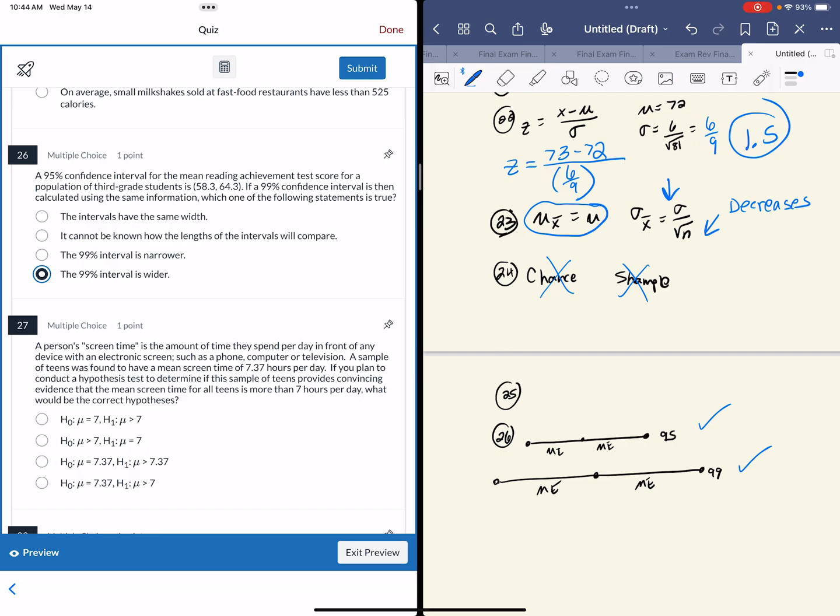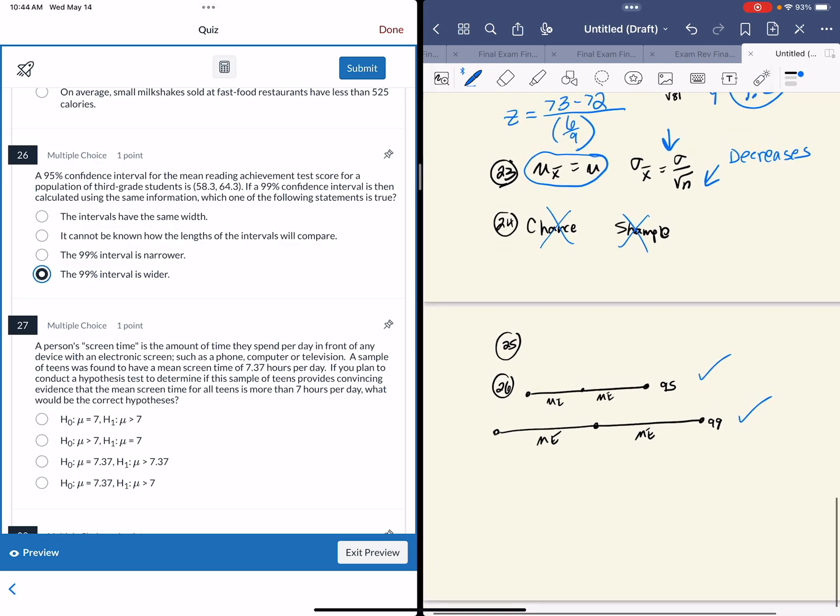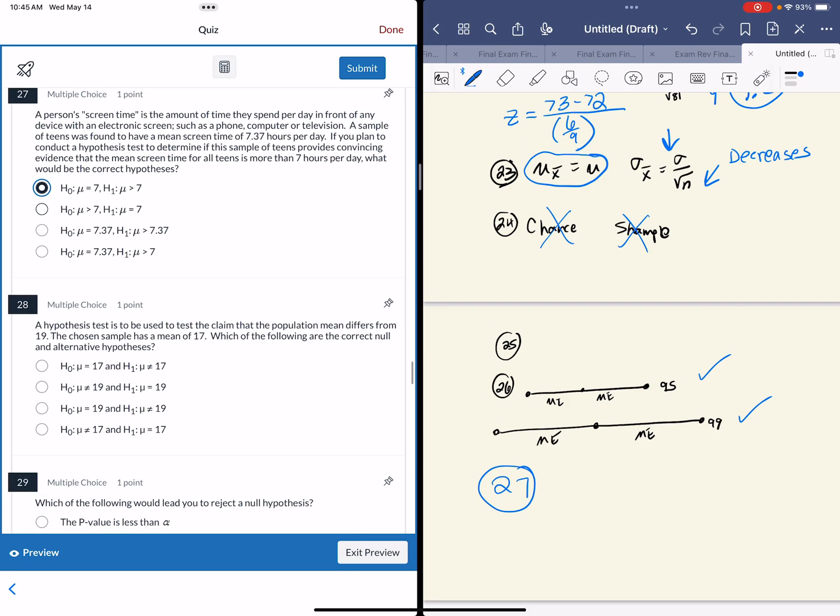This is an easy one, but be careful. You've got to make H0 and H1, and it says you're going to do a hypothesis test, and you want to see if the mean screen time for all teens is more than 7 hours per day. So you know that the answer is either the first one or the last one, because that's the only one with H1 more than 7. And it has to be the first one, because H0 and H1 we know have to match. That 7.37 is your sample. Don't let that trick you.